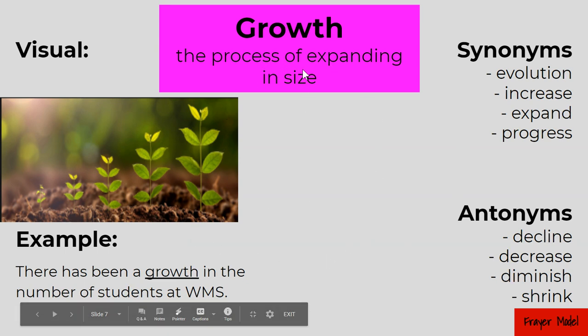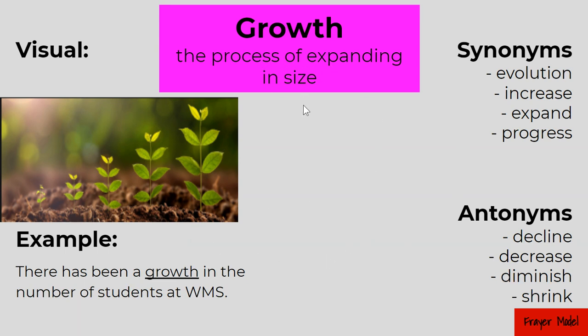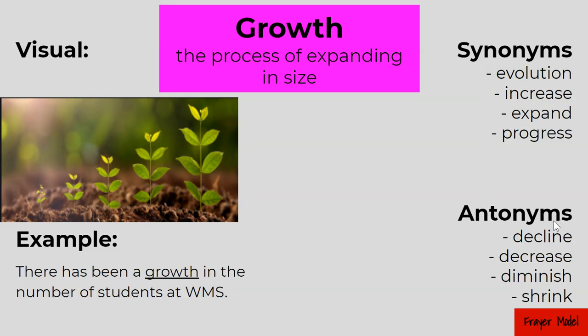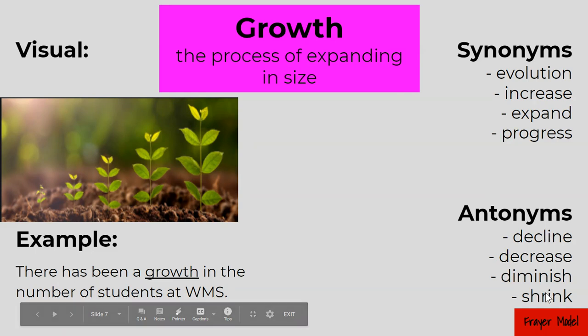Growth is the process of expanding in size. So it's basically when something gets bigger. Okay? We have some synonyms here in the top corner: evolution, increase, expand, progress. We have a visual that represents growth. Example sentence in the bottom corner, an opposite term. So the opposite of a synonym is an antonym. So the opposite of growth is decline, decrease, diminish, or shrink.